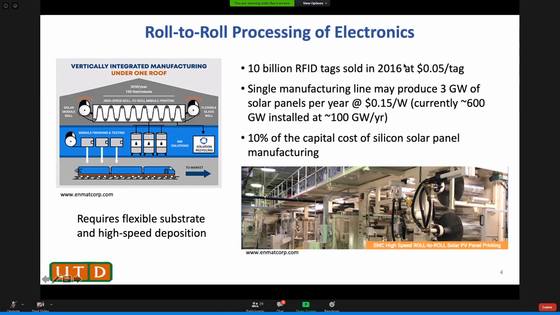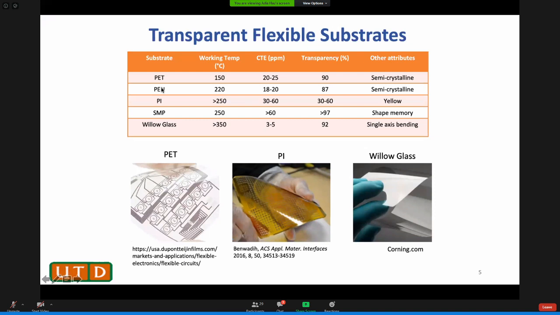I mentioned that we need flexible substrates. So what kind of flexible substrates are we talking about that we want to make electronics on? So most of these polymers, PET is the most common one, and PEN, and people often use polyimide because polyimide can go to higher temperature, so you can use the regular thermal annealing. Another interesting thing is Corning's willow glass. This is a picture of willow glass. You can actually really bend it.